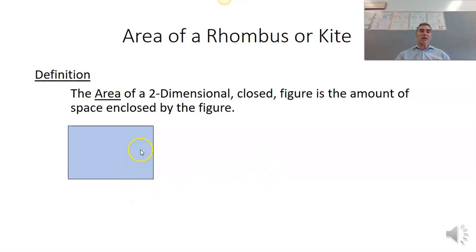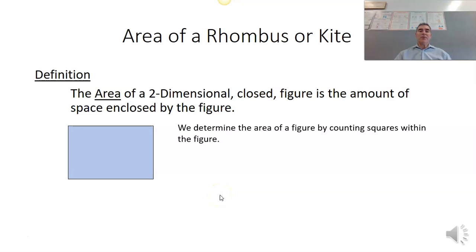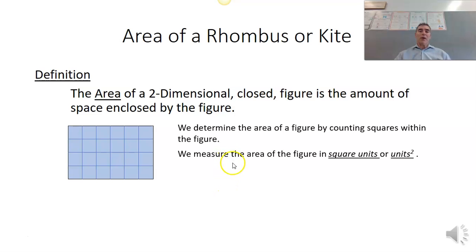So we've got a rectangle here, and this shaded part on the inside is what we classify as its area. What we can do to determine the area of a particular shape is count squares within that shape. We can cut it up into squares and then just count the number of squares. Because it's squares, all the measurements we use are square units, or units squared, when we calculate that area. So if the dimensions were all millimeters, then it would be millimeters squared. If the dimensions were centimeters, then it would be centimeters squared.